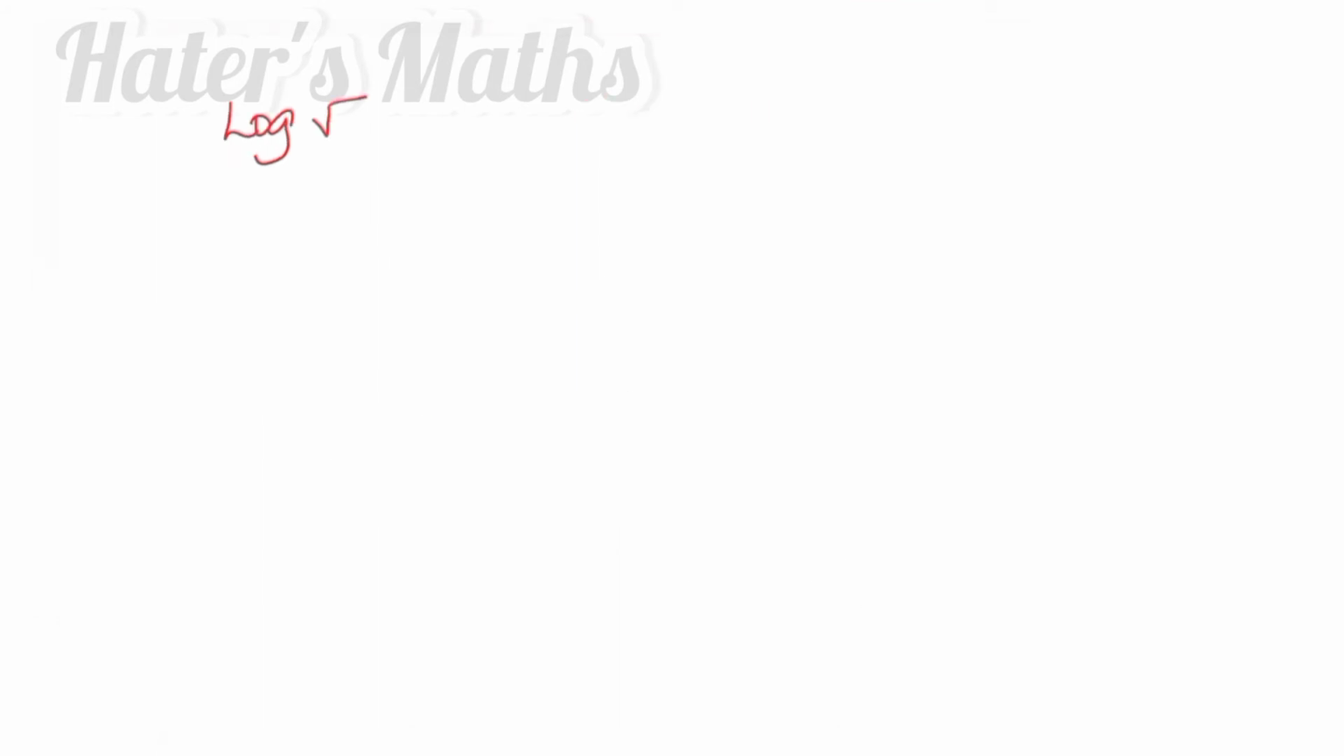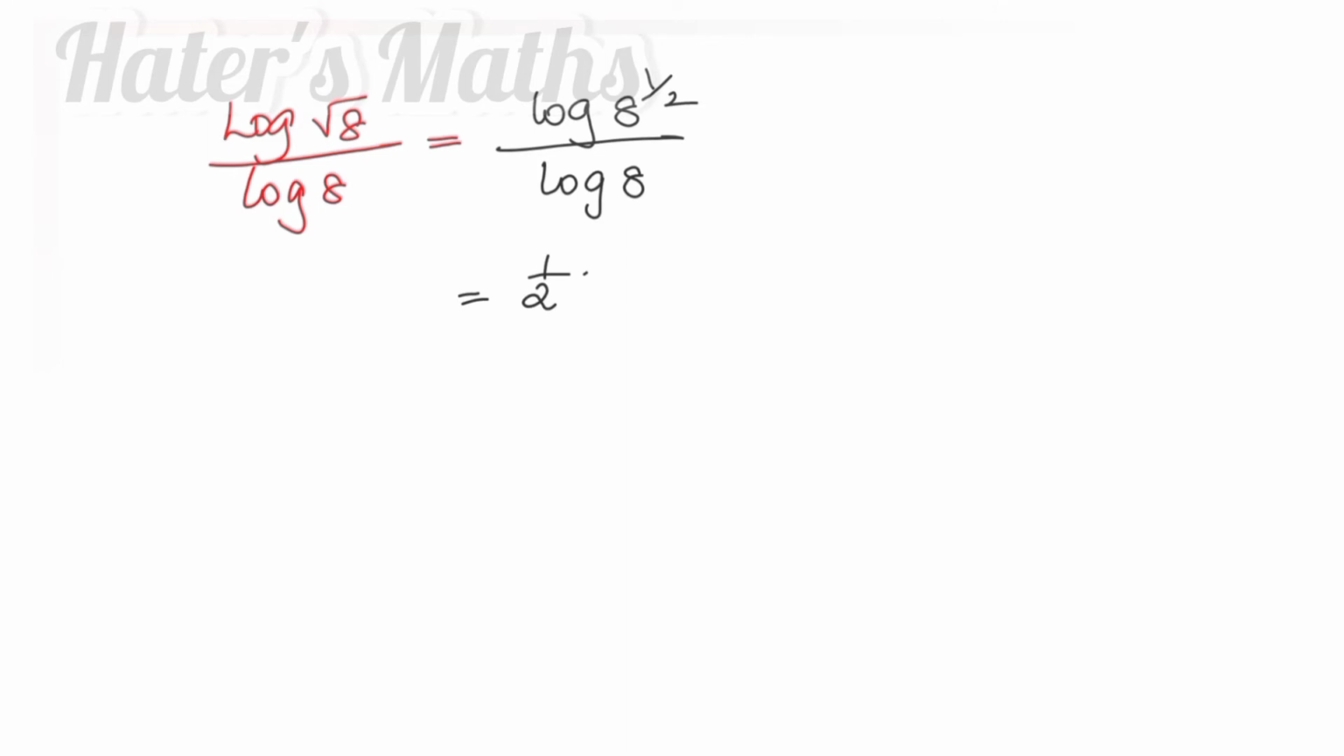The other one is log root 8 by log 8. Log root 8 means log 8 power half by log 8, that is 1 by 2 log 8 by log 8. Actually log 8 by log 8 means log 8 to the base 8. So it is 1. So half into 1, that is equal to half.